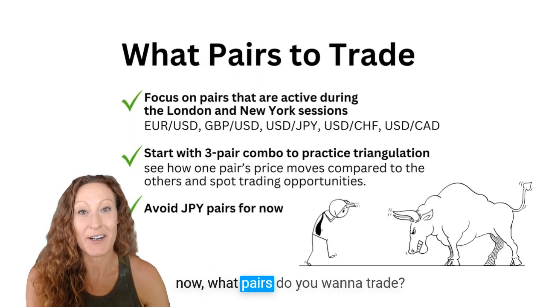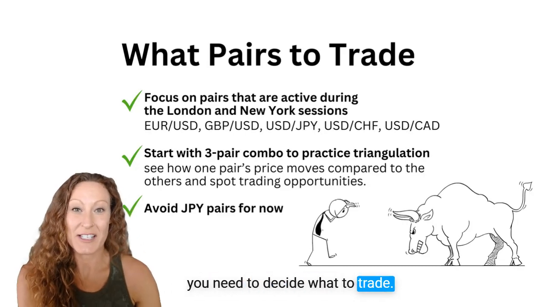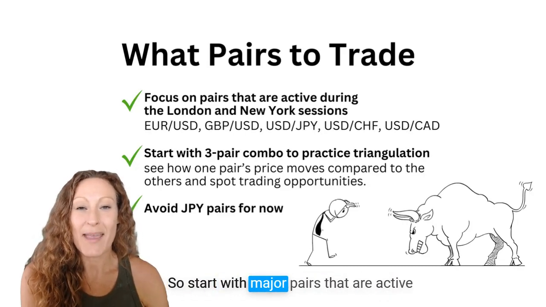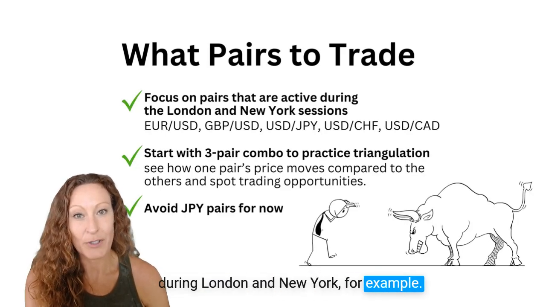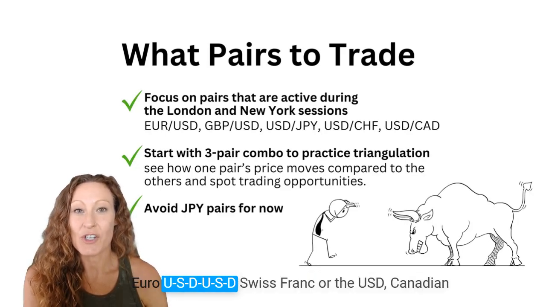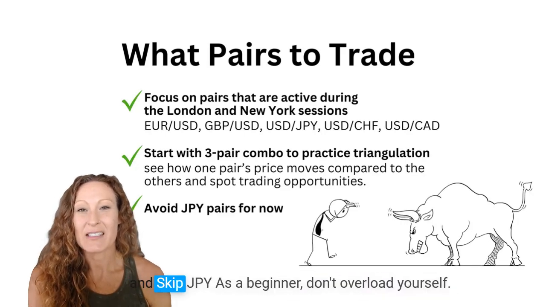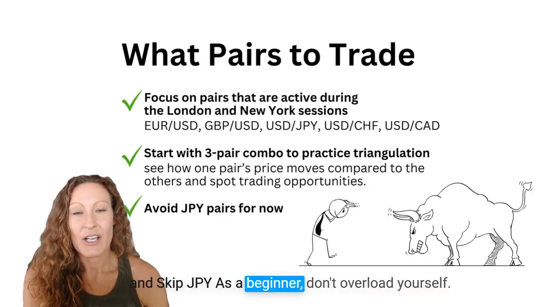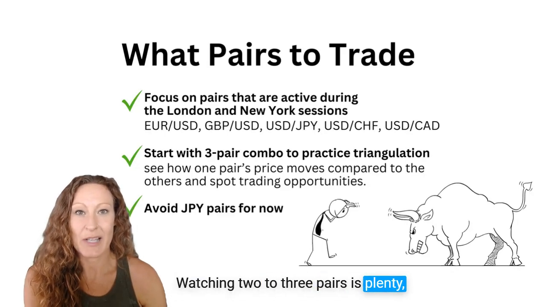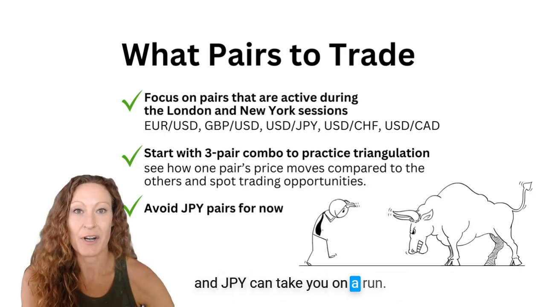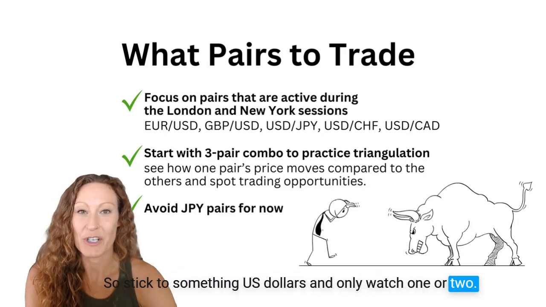Now, what pairs do you want to trade? Once you know when to trade, you need to decide what to trade. So start with major pairs that are active during London and New York. For example, Euro USD, USD Swiss franc, or the USD Canadian. And skip JPY as a beginner. Don't overload yourself. Watching 2 to 3 pairs is plenty, and JPY can take you on a run. So stick to something with US dollars and only watch 1 or 2.